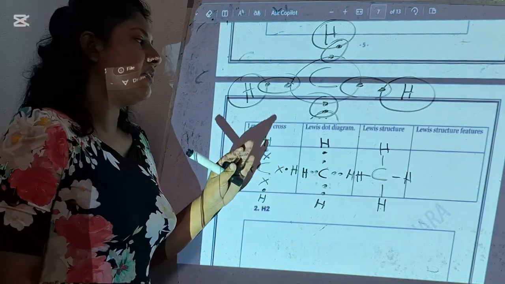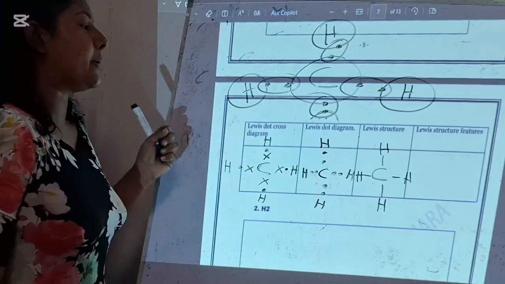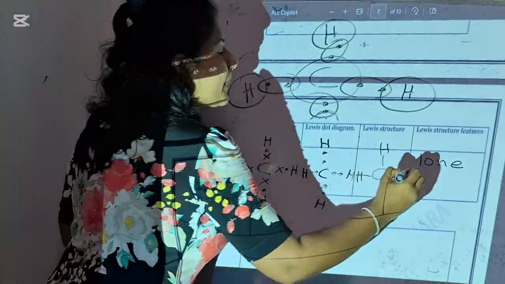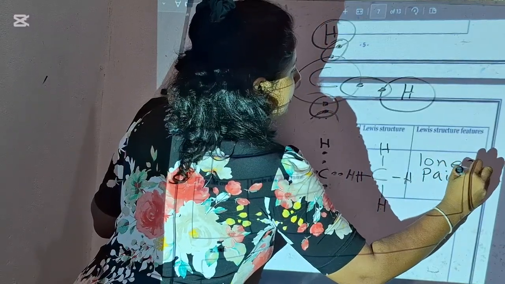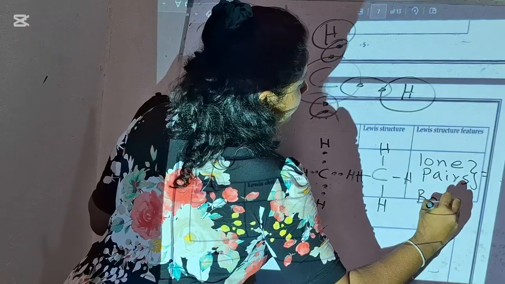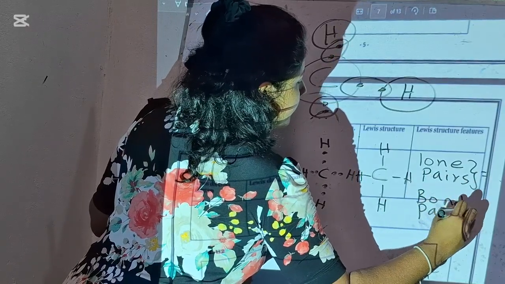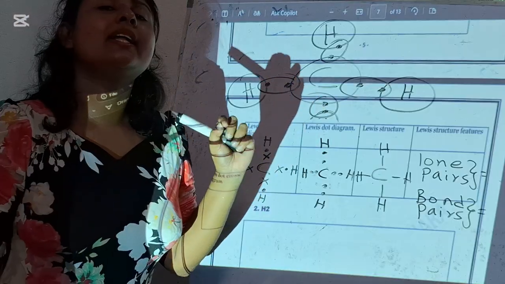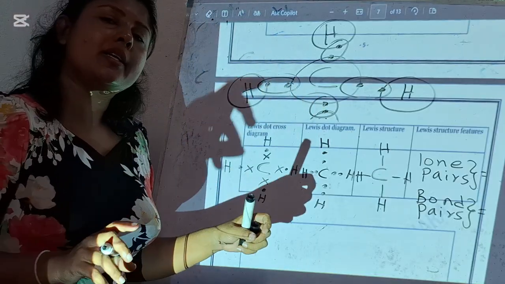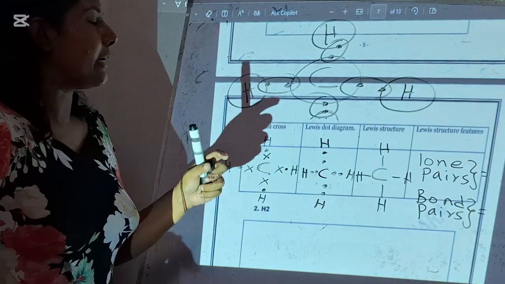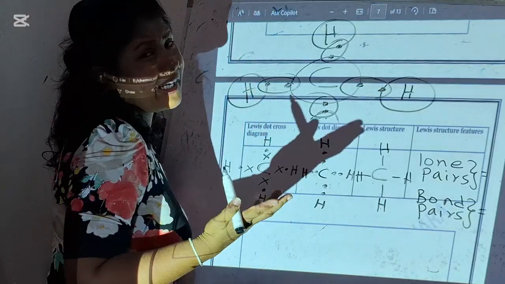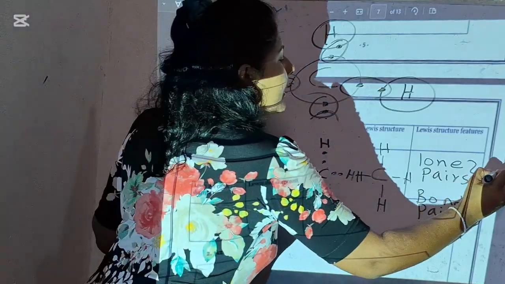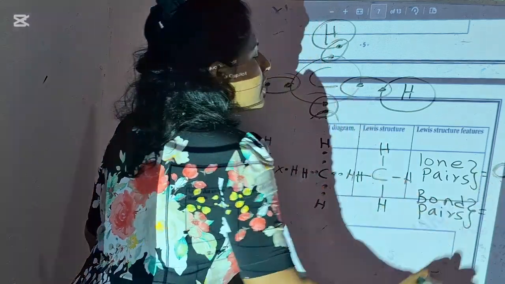For this Lewis structure, we need to identify lone pairs and bond pairs. What are the things you are going to learn? Lone pairs and bond pairs. Lone pairs mean non-bonded electron pairs, electron pairs that do not belong to a bond. Are there non-bonded electron pairs? No, you cannot see any here. So lone pairs 0.